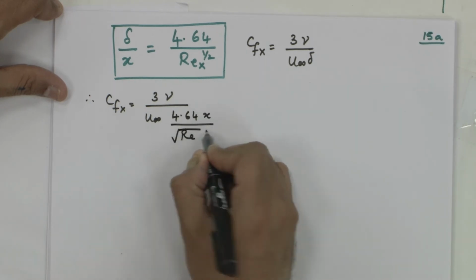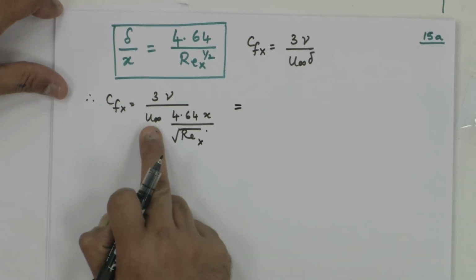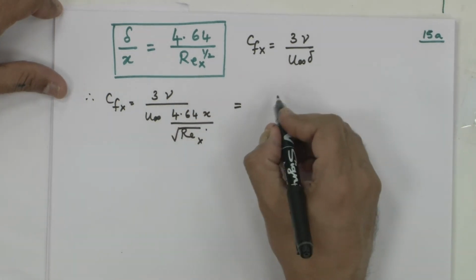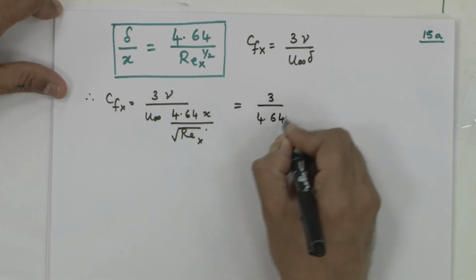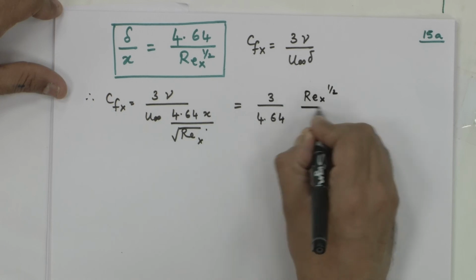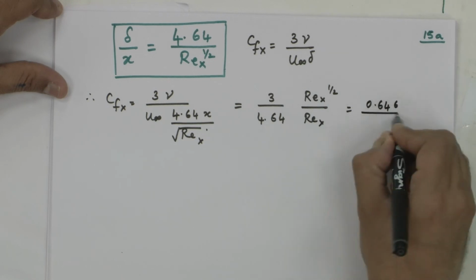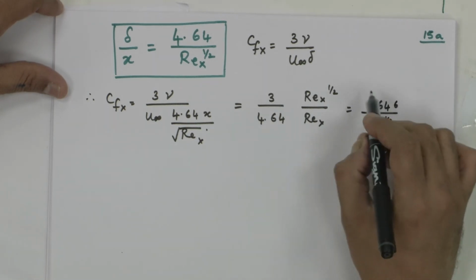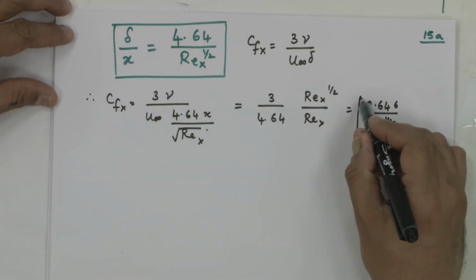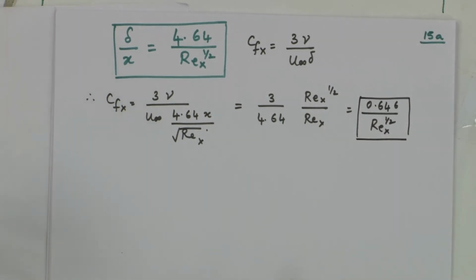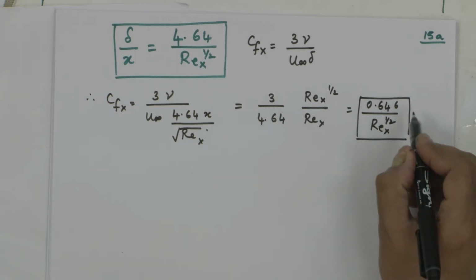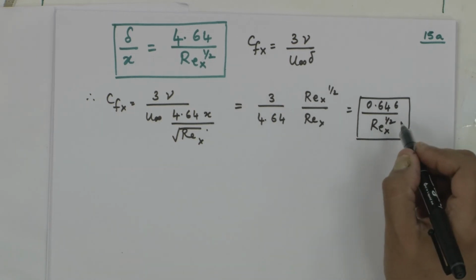Therefore, Cfx comes out to be 3 nu by u infinity delta, with delta being 4.64 x by Re to the power 1/2. This Re is the Reynolds number, u infinity x by nu. So, 3 by 4.64 Re to the power half, divided by Re local. This comes out to be 0.646 divided by Re to the power 1/2. What was it that we got in the exact solution? It was 0.664, I think. So, we are having a number for the coefficient of friction very close to what was obtained in the exact solution. 0.664 was there, we are getting 0.646.